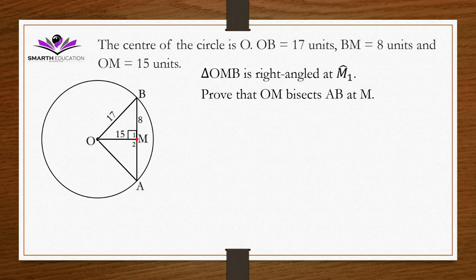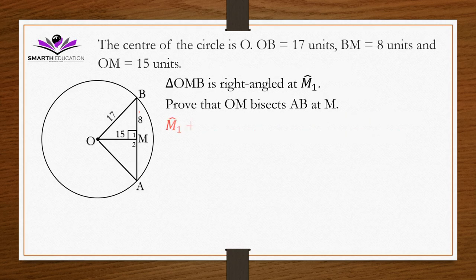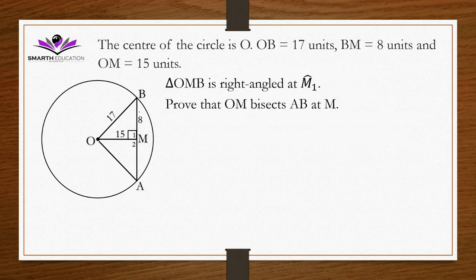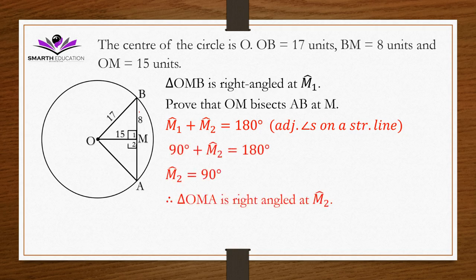So what we have, OB is 17 units, okay? So meaning that OA also is 17 units because these are radii. So OA, okay, at this point, maybe let's just emphasize it. Bisect means divide into two equal parts. If OM bisects AB, then AM is equal to BM. And then we have that, right, M1 is equal to M2. M1 plus M2 is equal to 180 degrees because adjacent angles on a straight line. So it means M2 is also 90 degrees there. Okay.